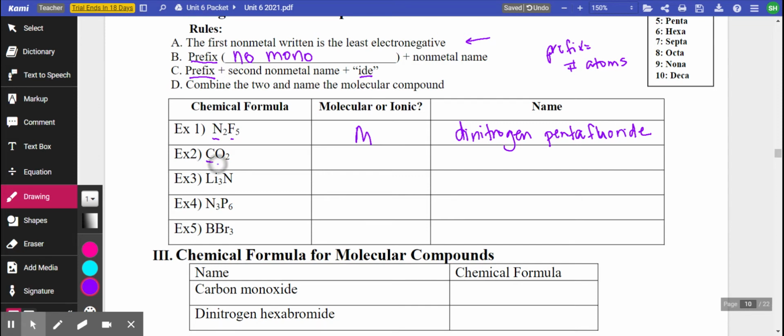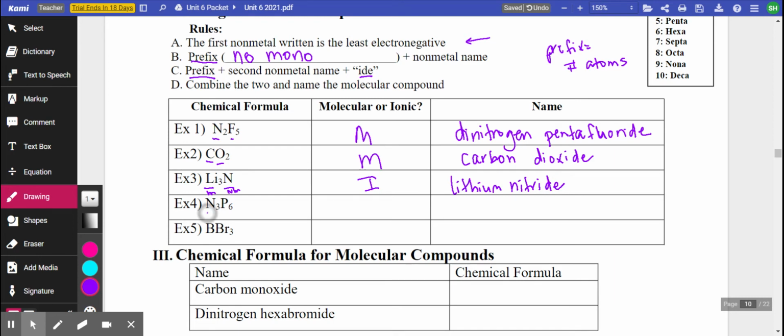All right, our second example has carbon and oxygen, which is a nonmetal and a nonmetal, which means it's molecular. There's only one carbon, so no mono. You're going to write just carbon. And then I see that there are 2 oxygens, so I'm going to write di, and then oxygen becomes oxide. Our next one, we have lithium and nitrogen. Lithium is a metal and nitrogen is a nonmetal, which tells me that this compound is ionic. So now I'm using my ionic naming rules. I'm going to write the name of lithium. Lithium's in group 1, so it is not a stock system metal, so no Roman numeral. And then I'm going to write nitrogen, but I'm going to change the ending to ide.